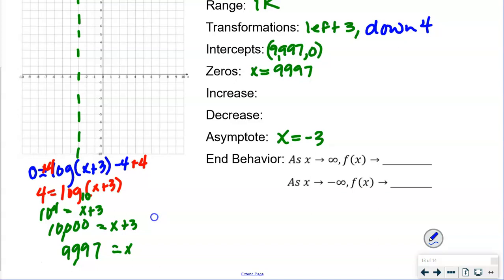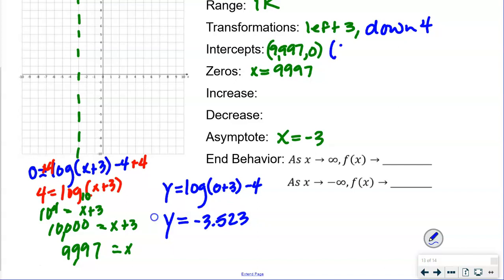Now we're going to find our y-intercept, and the way we're going to do that is we're going to put 0 in for x, okay? So now we're going to say y equals the log of 0 plus 3 minus 4. So when we do that, we get y is equal to -3.523. And that would have been 2 rounded up because the number after the 2 is larger than 5 or larger. Okay, so now this is going to be our y-intercept. So this one's going to be 0, -3.523.